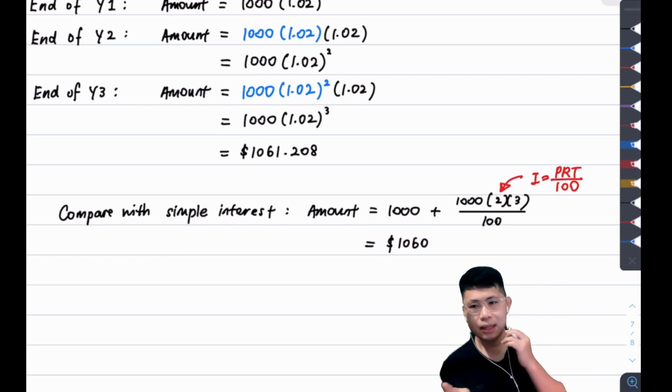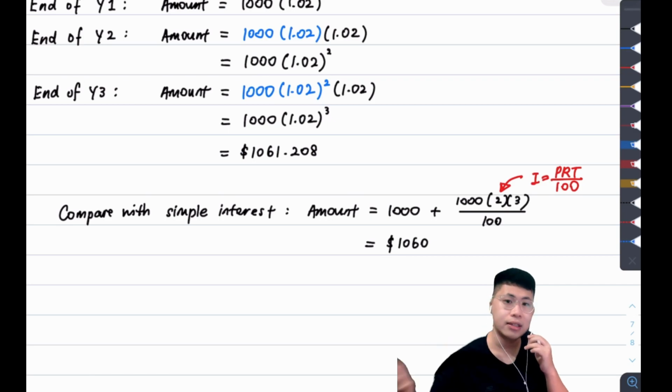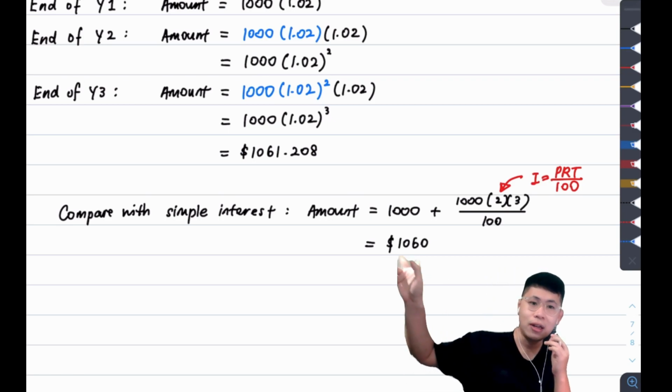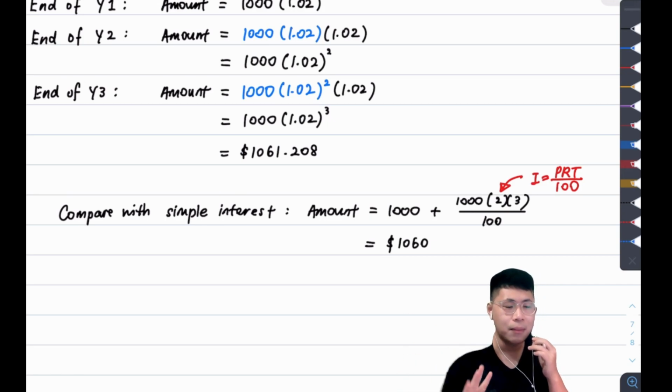From here it does not look like a lot. But if you were to do this for maybe 10 years, 20 years, compound interest will actually give much more return as compared to simple interest. For now, like 2-3 years, the effect is not so much, but over time, the compounding effect will be a lot.